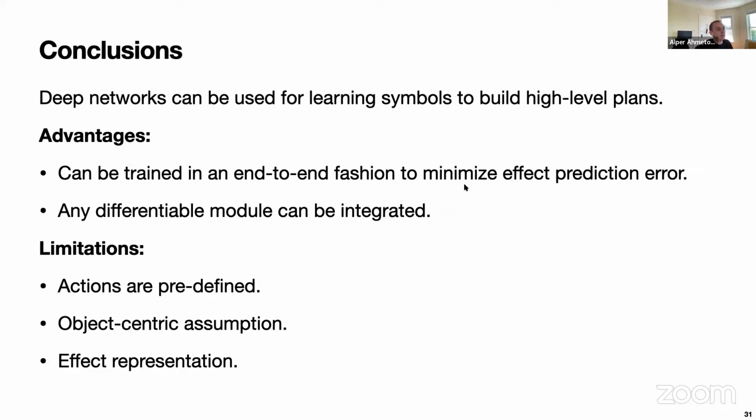The advantage is that this model that we proposed can be trained in an end-to-end fashion to minimize the effect prediction, which is in line with the current paradigm of deep learning. So we can throw the data in and learn representations out. But these representations are not directly to predict the action. Instead, these representations are symbolic representations for different objects. And any differentiable module that is newly developed can be integrated into this approach. For example, you can employ a new convolutional net, a new computer vision module on top of this system to get a better performance in a specific domain.